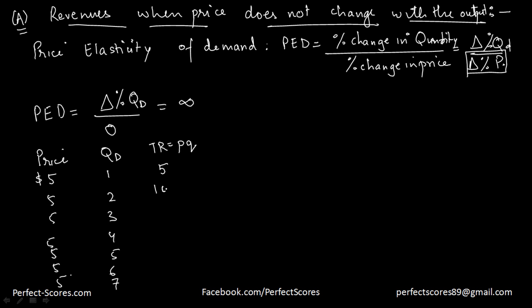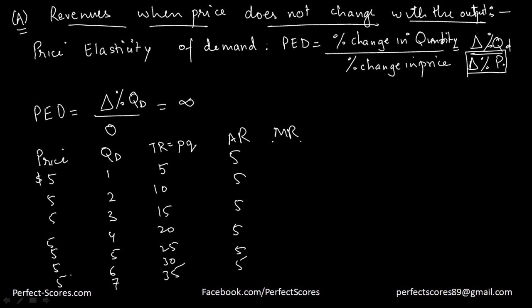This is going to be 5, 10, 15, 20, 25, 30, and 35. So that is 5 times 1, 5 times 2, 5 times 3, and so on. What about the average revenue, which is equal to price only? So that is going to remain equal to price only. And what about the marginal revenue?